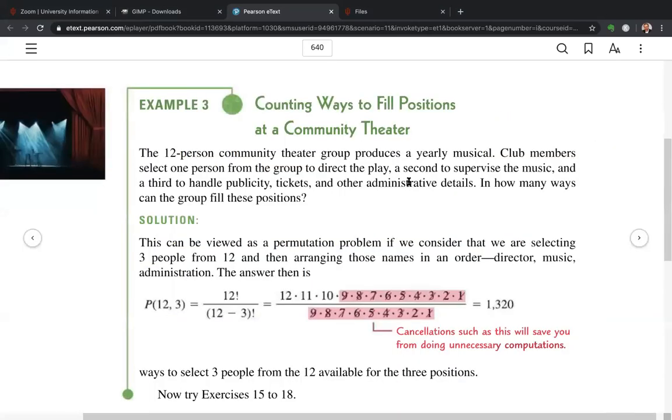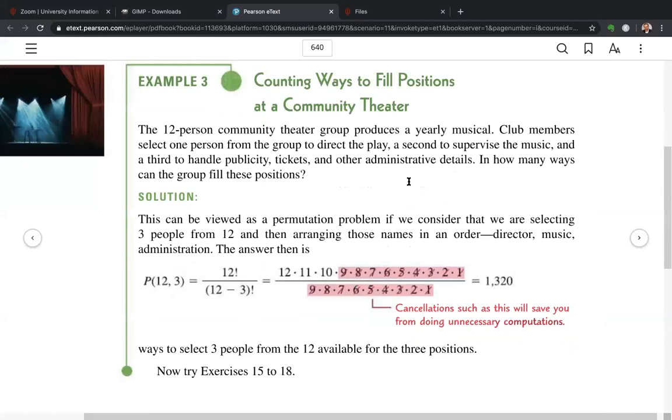So here it is. We've got 12 people in a community theater group, and they're going to put on a musical. So out of those 12 people, they need to select a director. They need to select someone to supervise the music and a third person to handle the business side, publicity, tickets, and so forth. In how many ways can the group fill these positions? It's important to understand that if you're being the director of the show, you're not also going to supervise the music, and you're not also going to handle publicity, okay, in this situation.